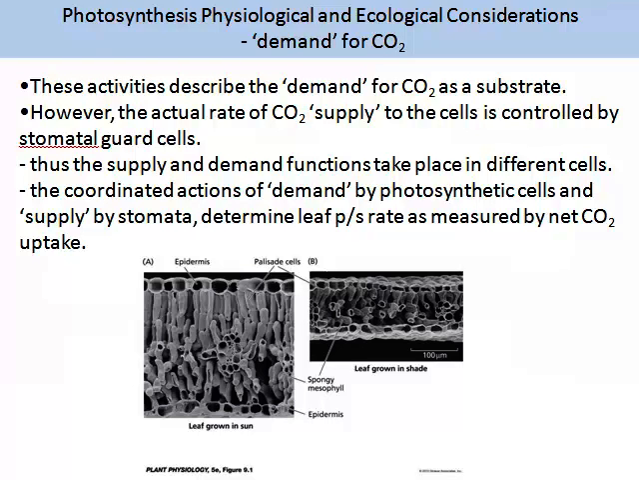However, the actual rate of carbon dioxide supplied to the cell is controlled by the stomatal guard cells. Thus, the supply and demand functions take place in different cells. The coordinated actions of demand by photosynthetic cells and supply by stomata determine the leaf's photosynthetic rates as measured by the net carbon dioxide intake.